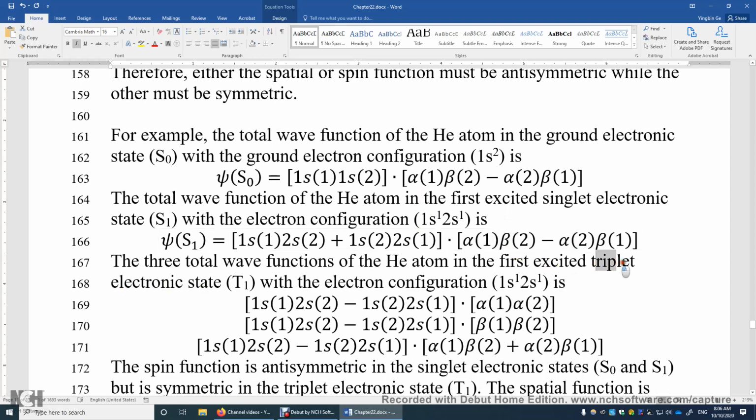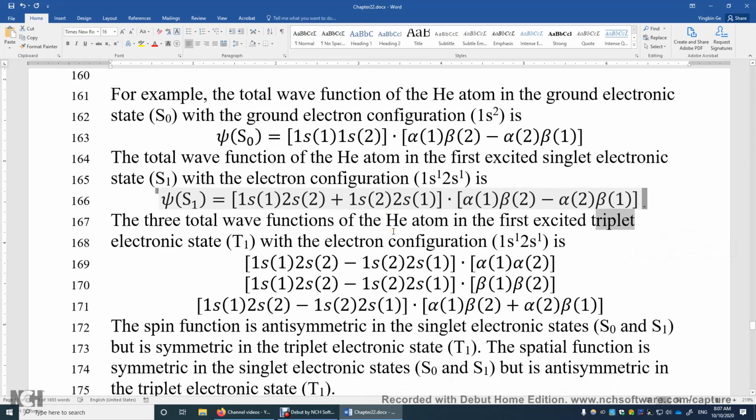Now the first excited triplet electronic state. This means we have a degeneracy of 3, three triplet states. The wave functions are these 3, and if you look at the spatial wave function, they are exactly the same. So these 3 spatial wave functions give you the same spatial distribution of these 2 electrons. These are the spin functions.